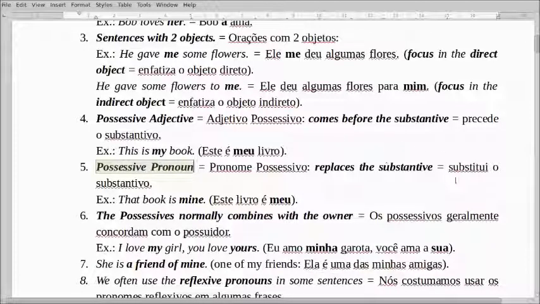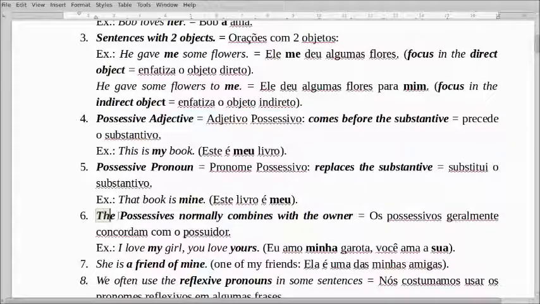Replaces the substantive. O pronome possessivo substitui o substantivo. For example, that book is mine. Este livro é meu. Então, mine substitui o substantivo livro. Ao invés de falar, esse livro é meu livro, ficaria muito redundante. Então, nós falamos só, that book is mine. Esse livro é meu. Okay?